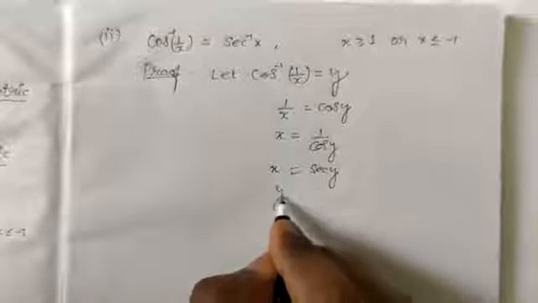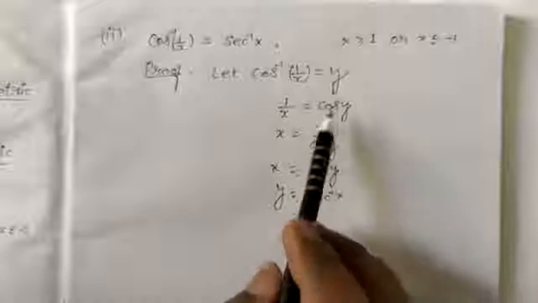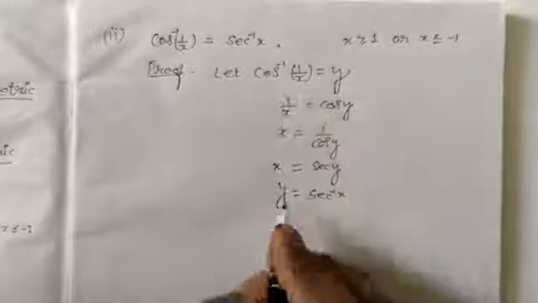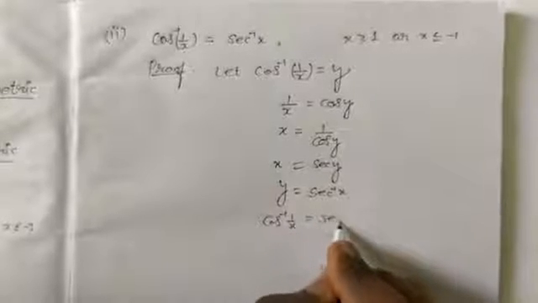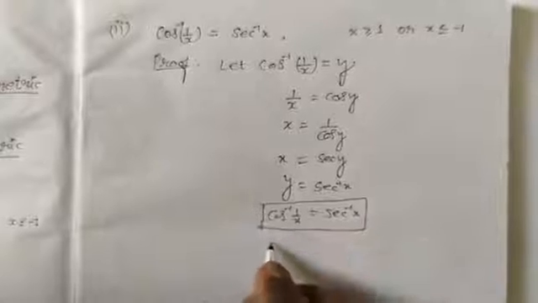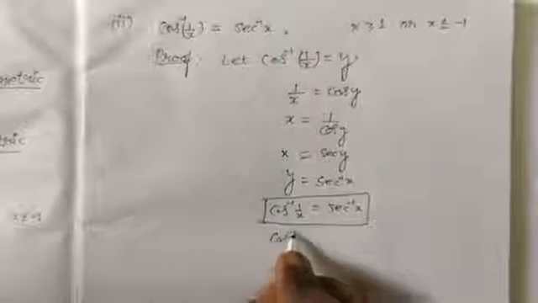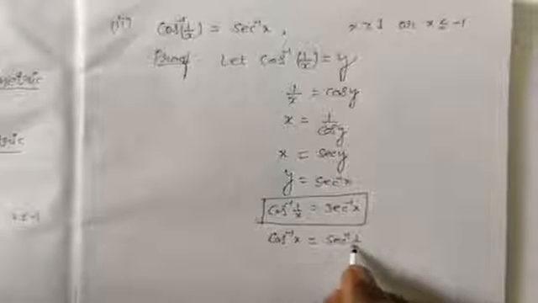Now find the value of y. y will be equal to sec inverse x. Now put the value of y from here. Cos inverse 1 upon x equals sec inverse x. From this property you can write also cos inverse x is equal to sec inverse 1 upon x also.